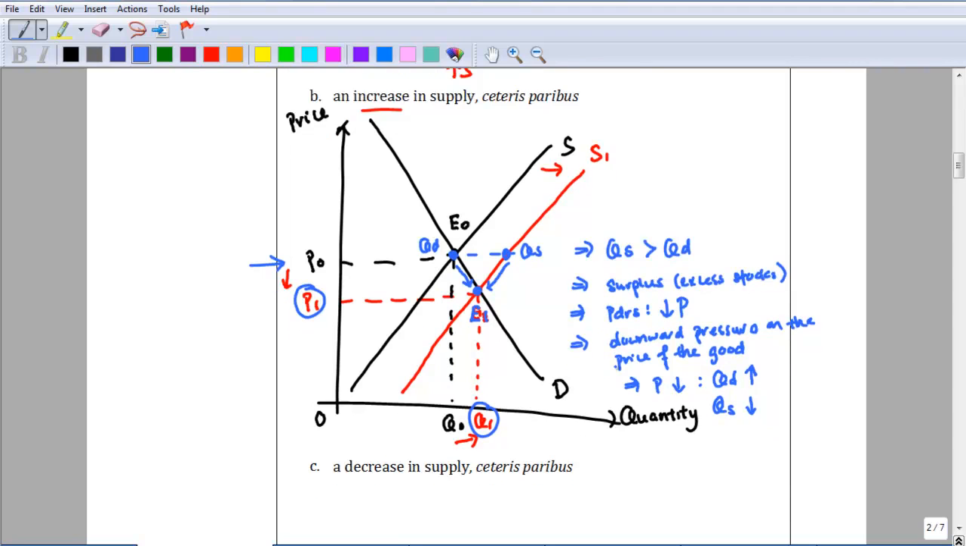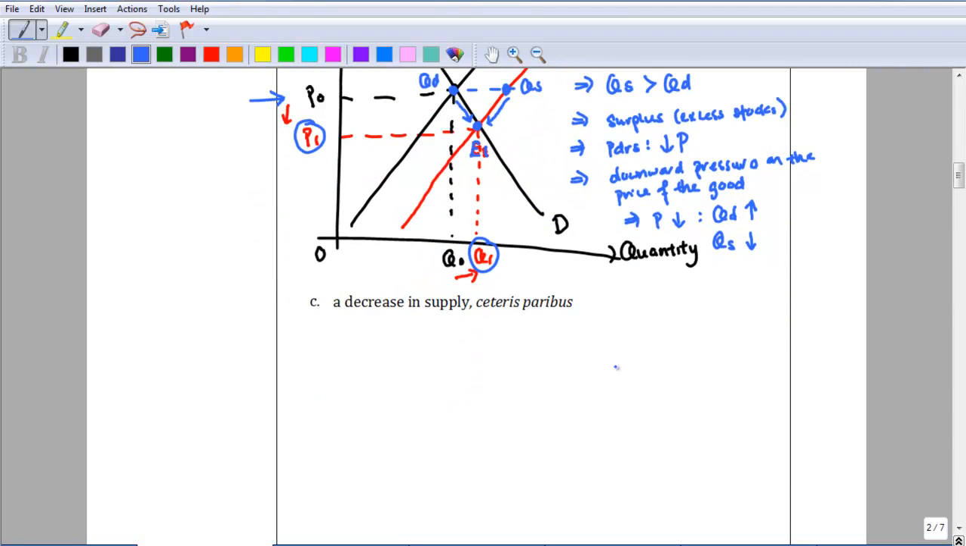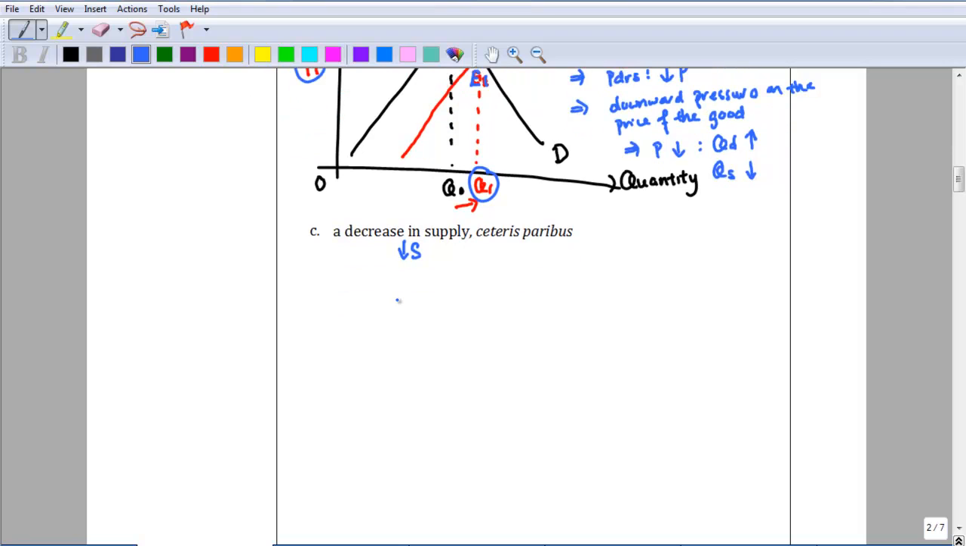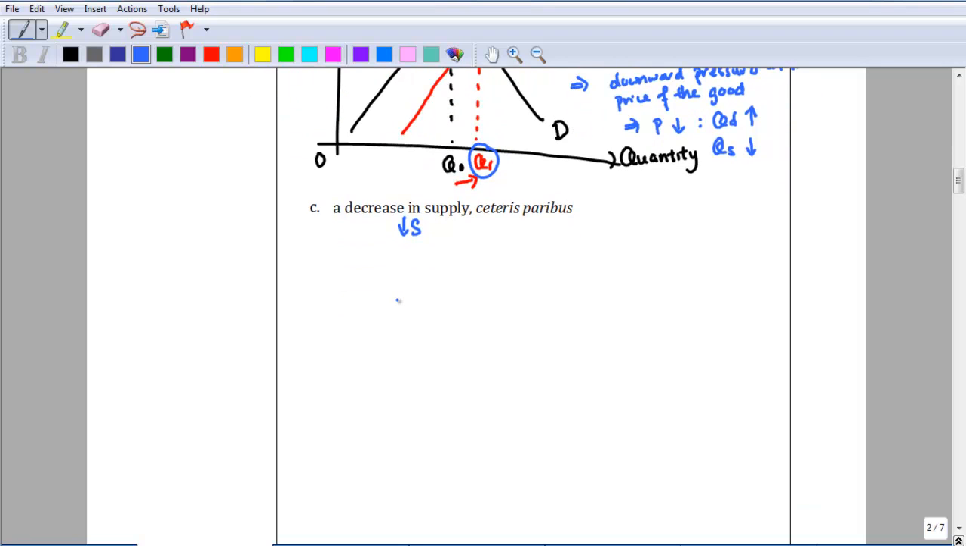Now, let's take a look at part C. For part C, there is a fall in supply. So when there is a fall in supply, your supply curve will shift to the left. Okay, don't forget ceteris paribus, so we're going to keep everything else remaining constant.